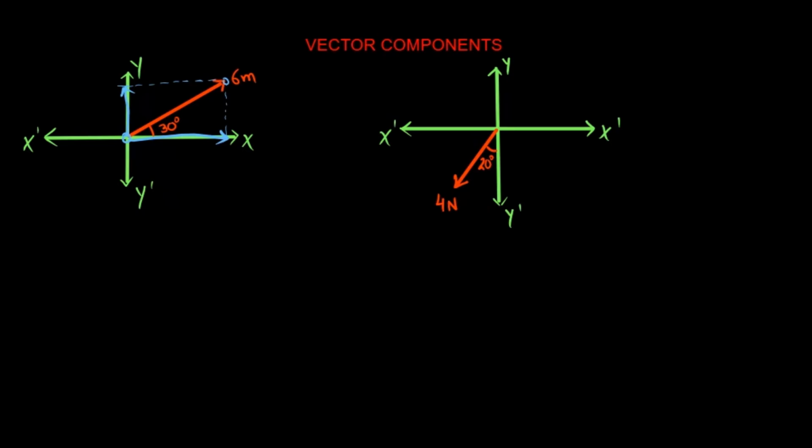X component means the distance you traveled in the x direction, or the length of this line. This is the x component, displacement in x. Y component is the displacement in y, which is the length of this line. Now that we understand what x and y components mean, let's calculate them.